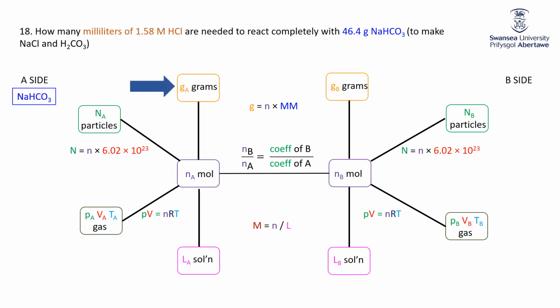So we're starting there. But now the finishing point, HCl, is the substance, so that's the B side, but it's not grams, it's not particles, it's not a gas, it is liters of the solution. So step 1, the familiar grams to moles, step 2, the very familiar moles to moles, and now step 3, the unfamiliar, at least as far as this worksheet is concerned, moles to liters.